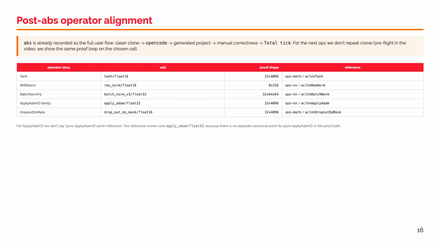After that, we show how the same proof loop carries over to other operator cells. Tanh float 16 uses aclnnTanh from ops-math, RMS norm float 16 uses aclnnRmsNorm from ops-nn, batch norm v3 float 32 uses aclnnBatchNorm from ops-nn. For the apply Adam D family, this proof path uses apply Adam float 32 and the canonical aclnn apply Adam reference. Dropout do mask float 16 uses aclnnDropoutDoMask from ops-math.